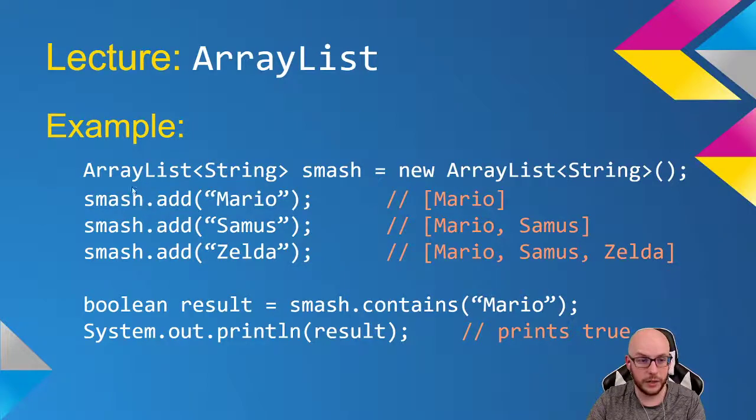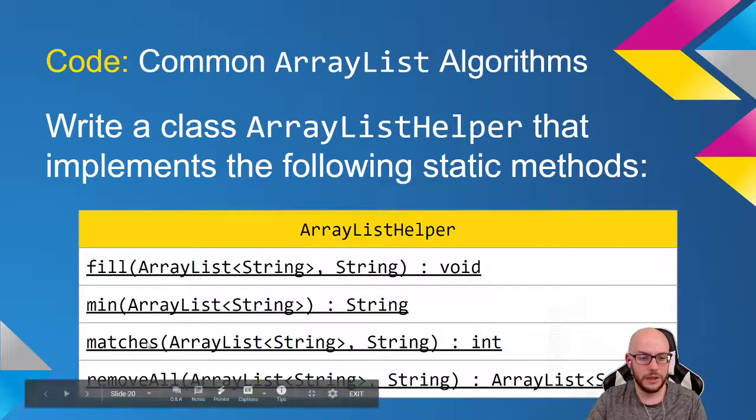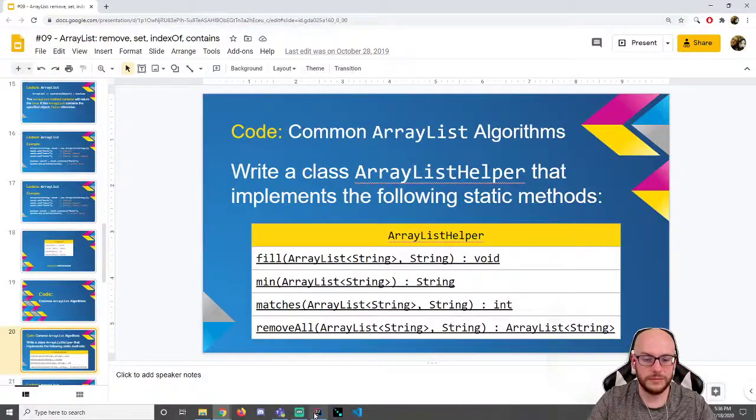They require an array list. In all of these cases, I have an implicit parameter. I have this array list smash that I'm using, right? As we're going to see with these methods, they are static. The array list that you're actually modifying is coming in as an explicit parameter instead of an implicit one. Okay, we're going to write fill, min, and likewise max is very similar. Matches and removeAll. Let's get started.